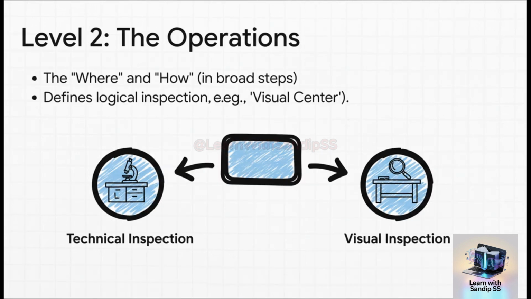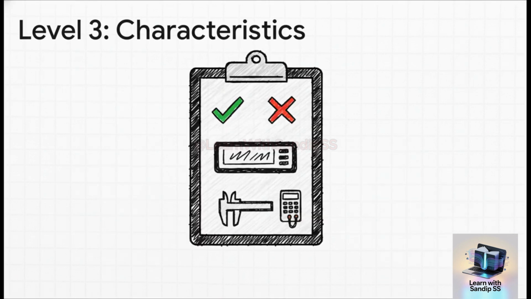Next up, level 2, the operations. This is the where and the broad how. It groups the inspection into logical chunks and, importantly, tells the technician where to perform them by assigning a work center. This means a technician in, say, the electrical lab can just pull up a work list of only the tasks relevant to their station. It's super efficient.